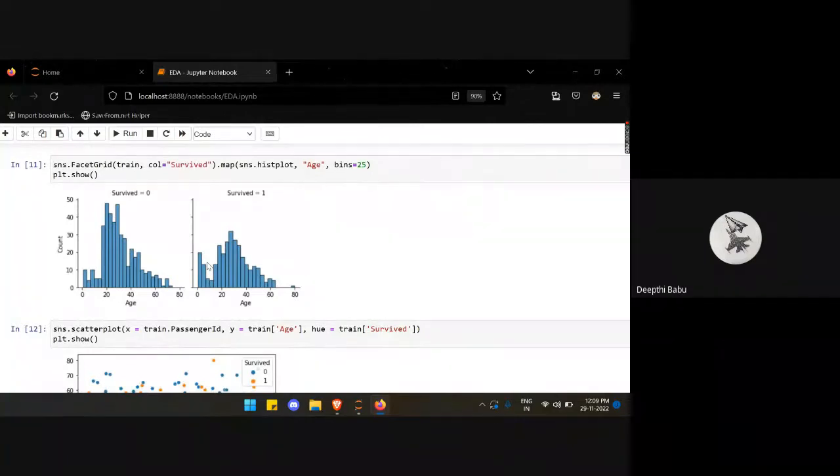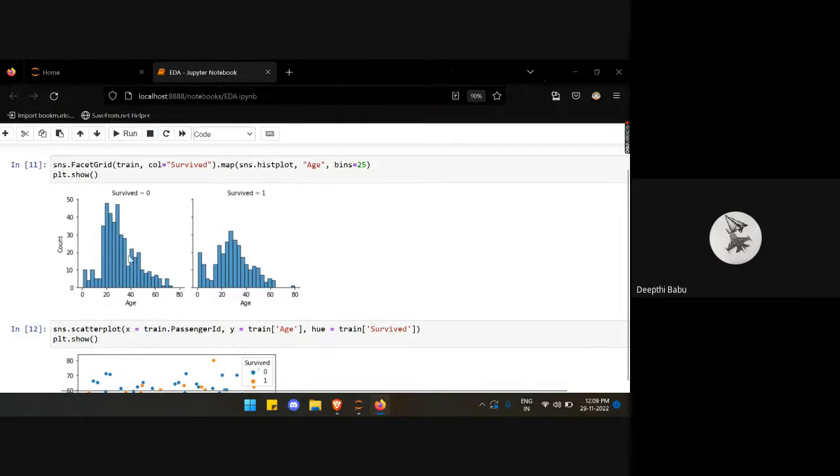Similarly, you can take this for your age also. If you take your age, you'll have your count and your age. That count represents whether that person has survived or not. Here you can see this is a separate graph and this is a separate graph, and this graph represents a person who has not survived, against age.